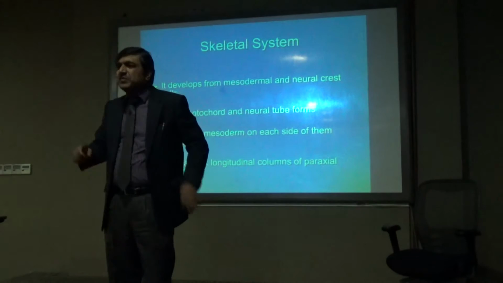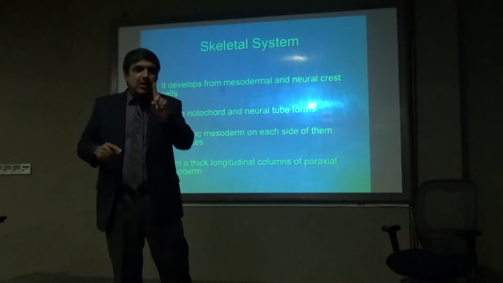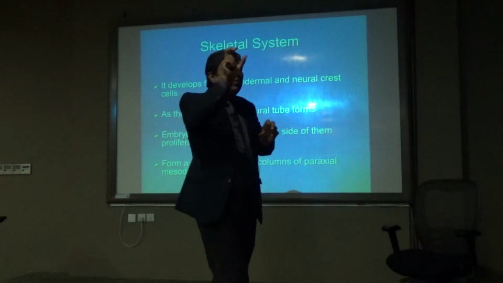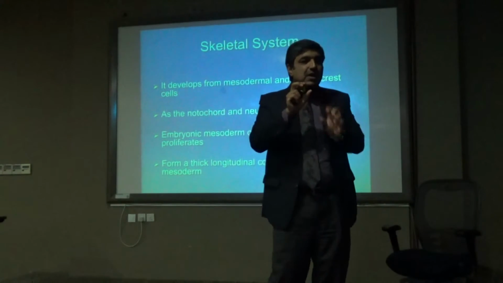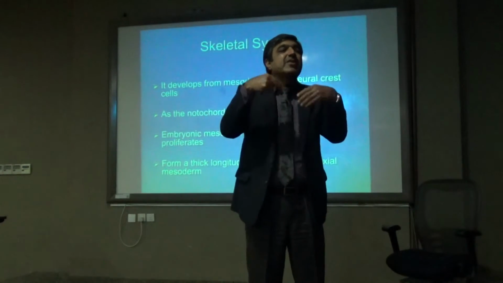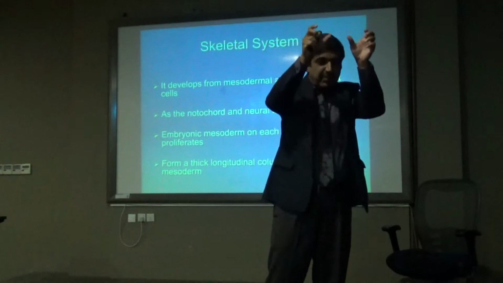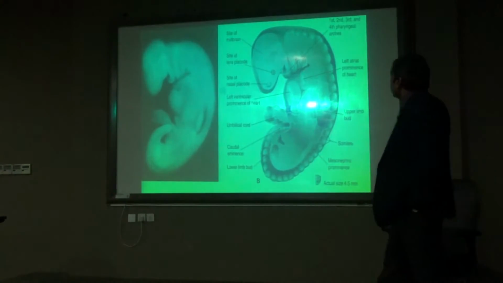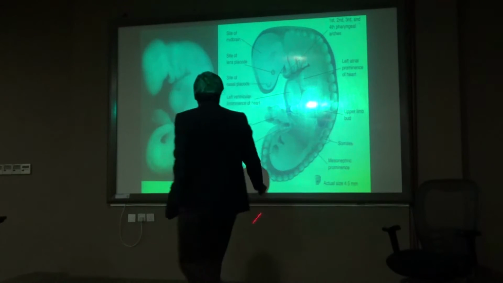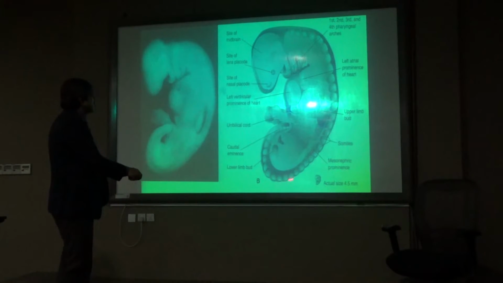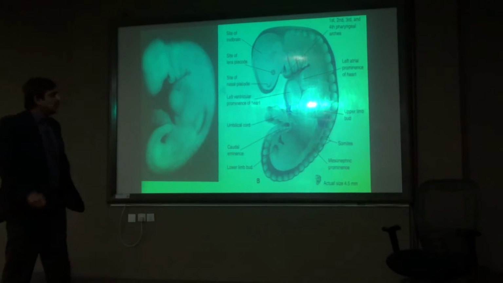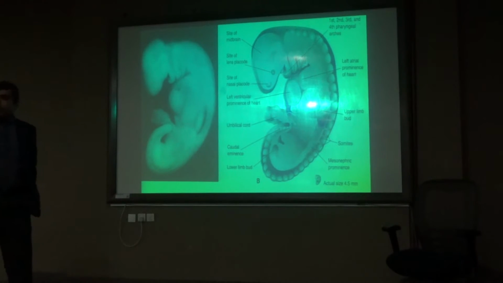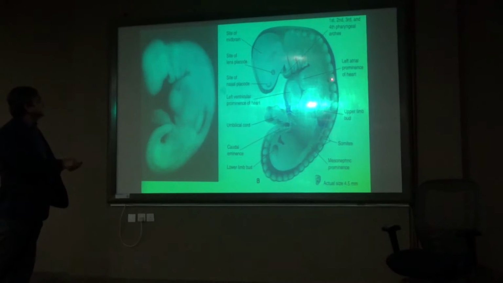Just imagine that in place of the vertebrae there is a rod-like structure. On both sides of this rod-like structure, mesoderm increases; bands of mesoderm appear. This is the area where the vertebral column will be formed. Around the notochord, it is not seen in this picture, but you can see these are the mesodermal areas.